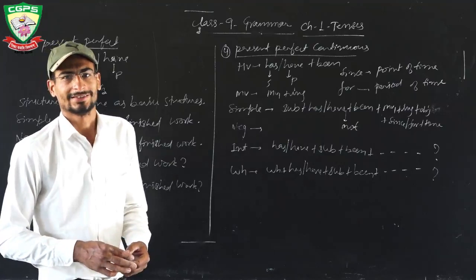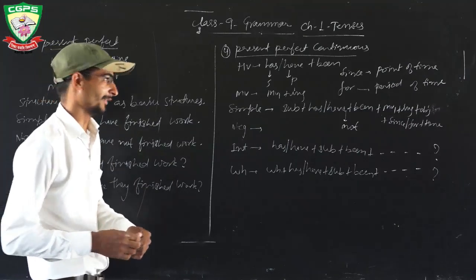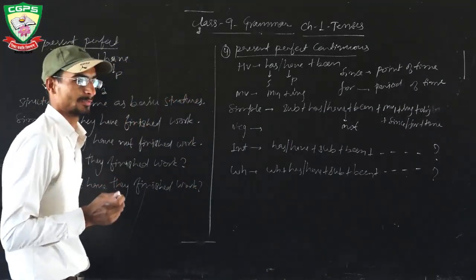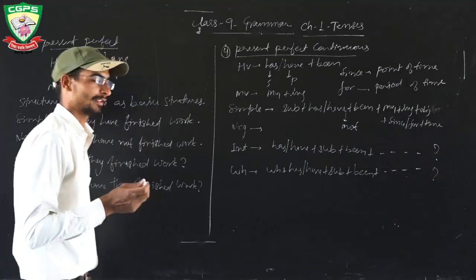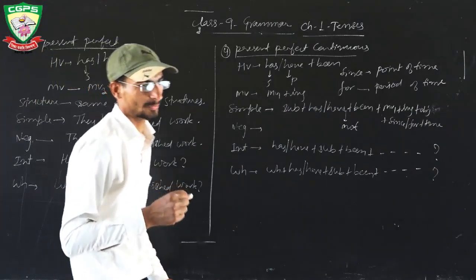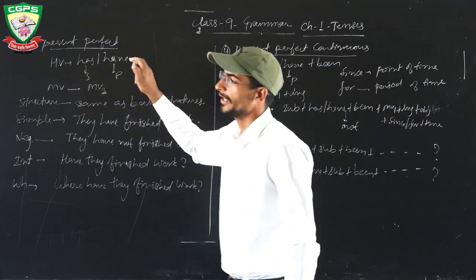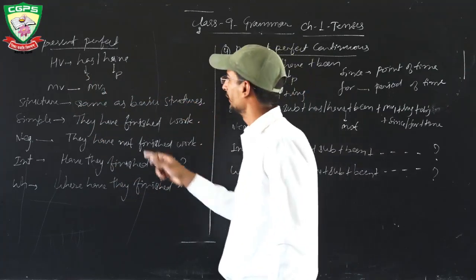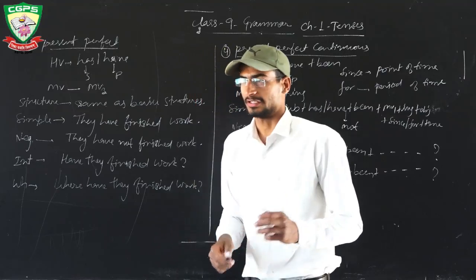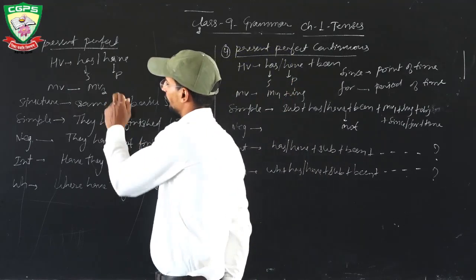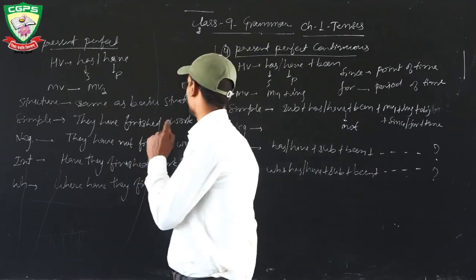Good morning students. This is third lecture of all the tenses. So we are studying present simple and present continuous. In the previous lecture we studied about present perfect tense. Present perfect tense helping verbs are has and have. Has for singular subject and have for plural subject. Now main verb third form is used. Structure is same as the basic structure.